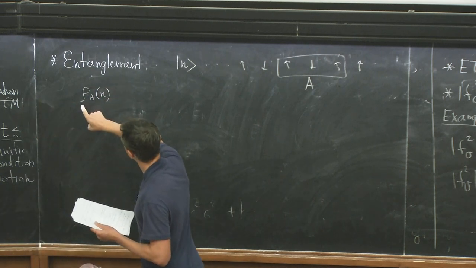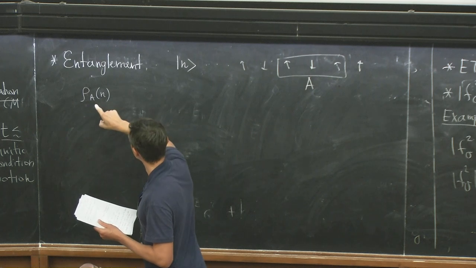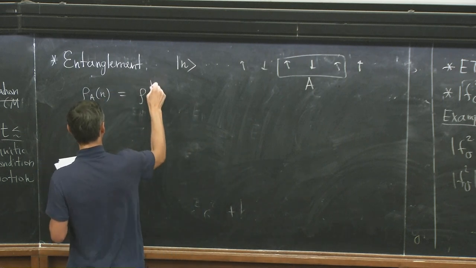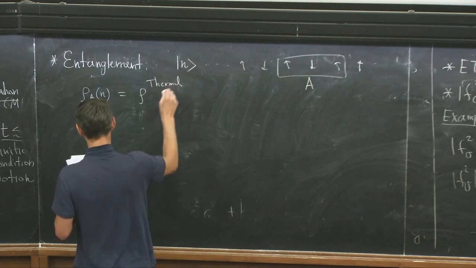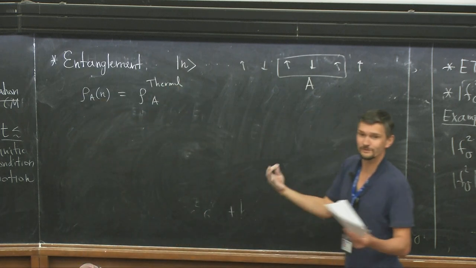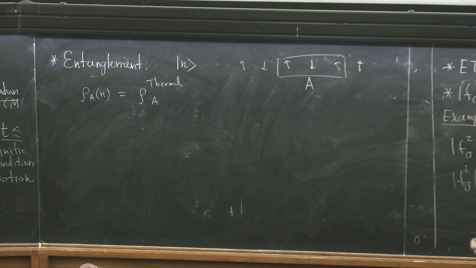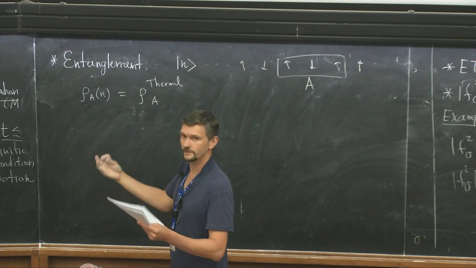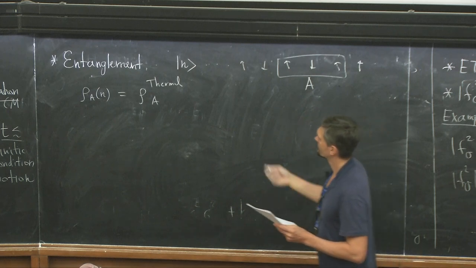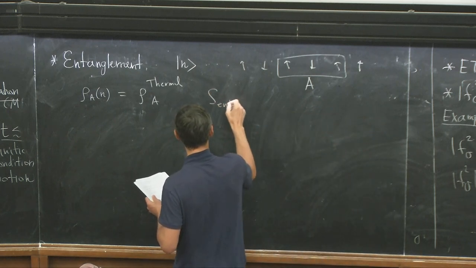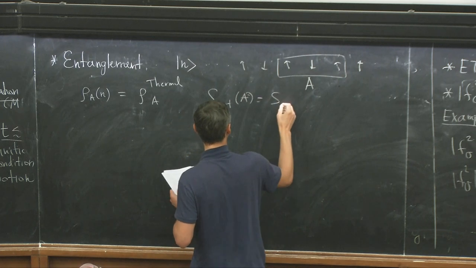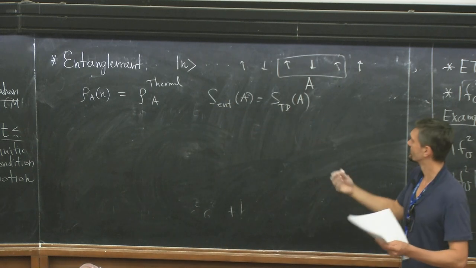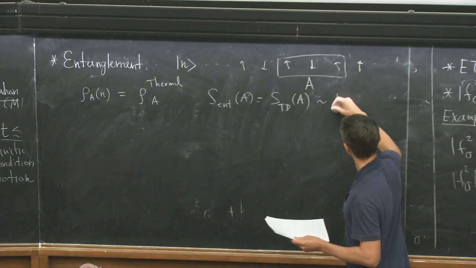So let me call it the reduced density matrix of subsystem A in the eigenstate n, and it would look thermal, because if every observable is the same, then the states are essentially the same. And we know that thermodynamic entropy scales proportional to the volume at finite energy density. So that tells us that entanglement entropy in this case is very close to thermodynamic entropy, and this should be a volume law scaling.